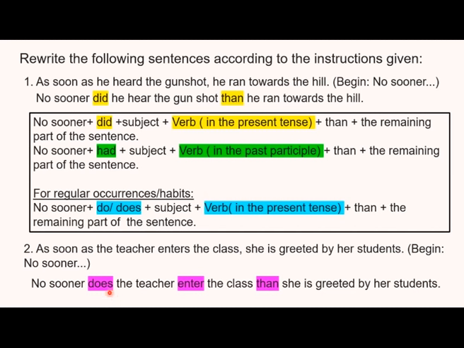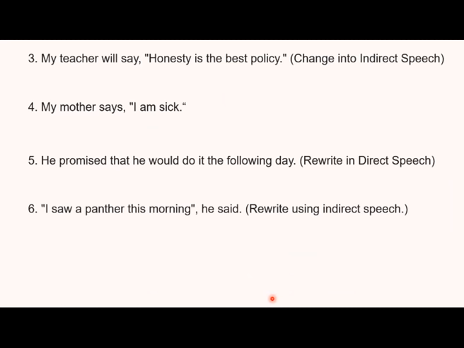Okay, so does is used for regular occurrences, something that happens normally. In that case, use the verb in the present tense. Remember the spelling of than. The distractor may have then. Do not choose that sentence. That would be incorrect. The next set of sentences I have chosen from direct and indirect speech.